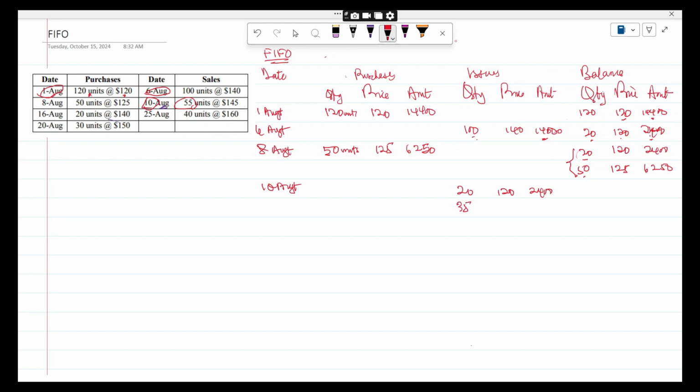So we are going to pick 35 at 125. So 35 units times 125 will give us 4,375. Now, when we subtract the 35 from the 50, we are going to get 15. So 15 times 125, giving us 1,875. Okay. Now let's go to the 16th of August.